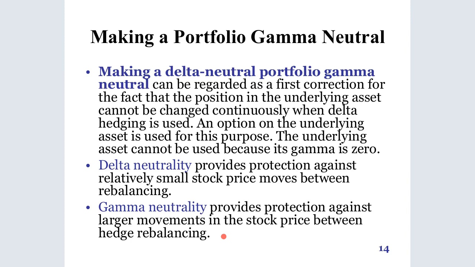Delta neutrality protects you from relatively small changes between rebalancing. So between the rebalancing, delta neutrality helps you to be protected in that period. Gamma neutrality protects you from large changes in the stock price between the rebalancing times. So if you say I will rebalance once a week, and the stock price movement is not very high, then delta neutrality is good enough. On the other hand, if it is again one week, but it is very volatile and the changes are very high, then you would actually need to be gamma neutral.